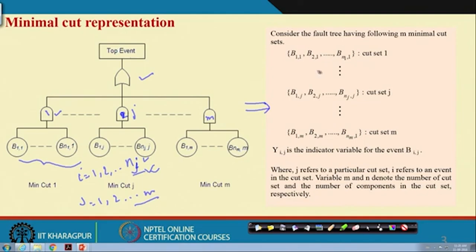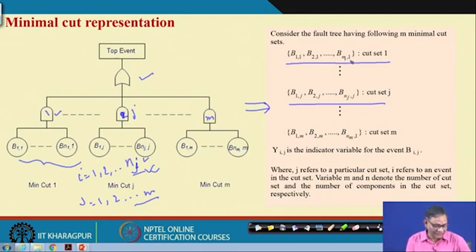Using this notation, we are defining these cut sets. What is the first cut set? B11, B21 to Bn1,1, with j equal to 1. This is the first cut set. Similarly the jth cut set, similarly the Mth cut set.